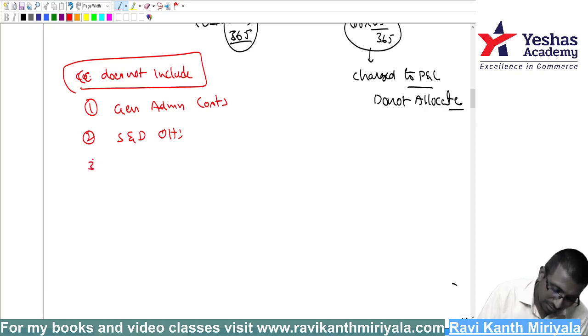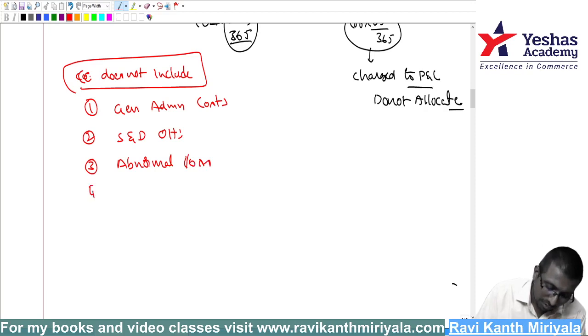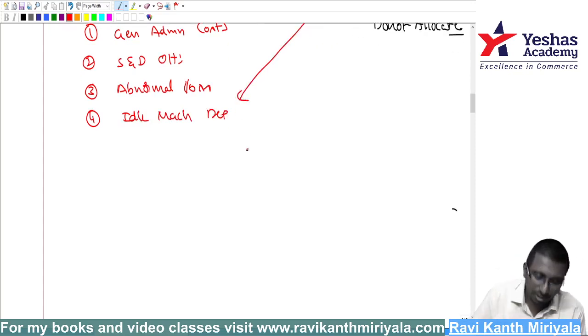Got my point? Third one is abnormal loss. Anytime abnormal loss cannot be capitalized. You cannot say this is my asset. That should be charged to P&L. Next, fourth, idle machinery depreciation. Idle machine depreciation, just now I told you. This is also not part of my cost.